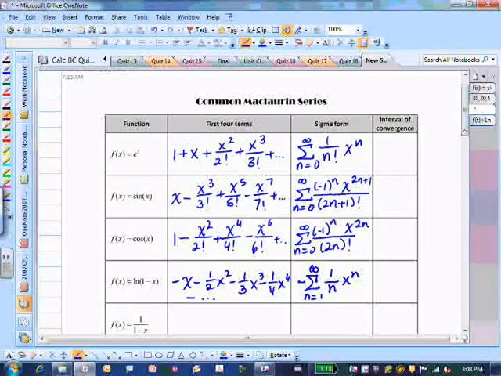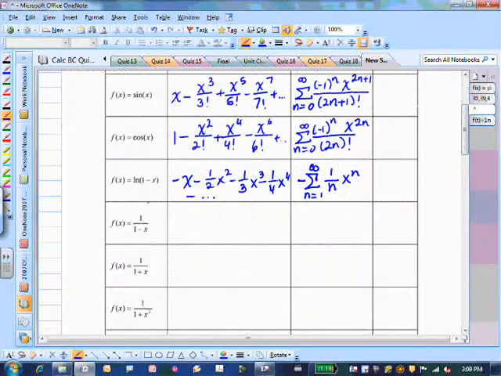Okay. What we also filled in class, which I'll leave to you as an exercise, is 1 over 1 minus x and 1 over 1 plus x.